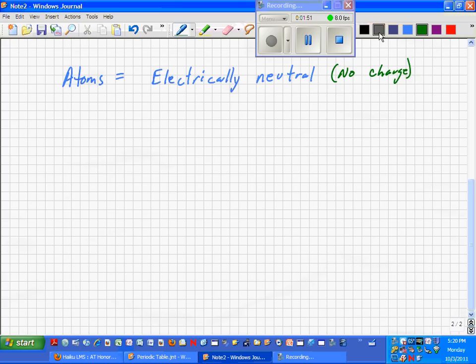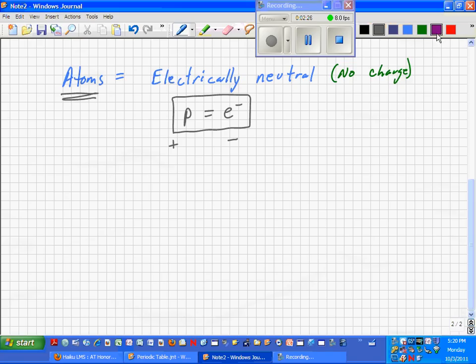The reason they have no charge is because the number of protons is equal to the number of electrons. Since there's an equal amount of each, the positive charge from the proton cancels out the negative charge from the electron, and you wind up with a charge of 0. Remember this, protons is equal to electrons anytime you see something called an atom.